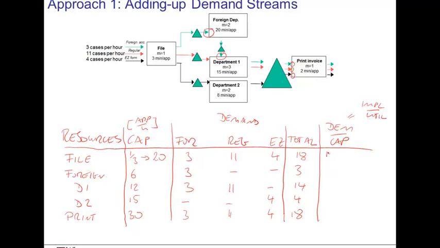In this case, we notice that 18 divided by 20 is the implied utilization for filing, 3 divided by 6 at the foreign department, 14 divided by 12 at Department 1, 4 divided by 15 at Department 2, and 18 divided by 30 at Department 3. We see that the highest implied utilization, 14 divided by 12, which is roughly 116.6%, makes Department 1 the bottleneck.